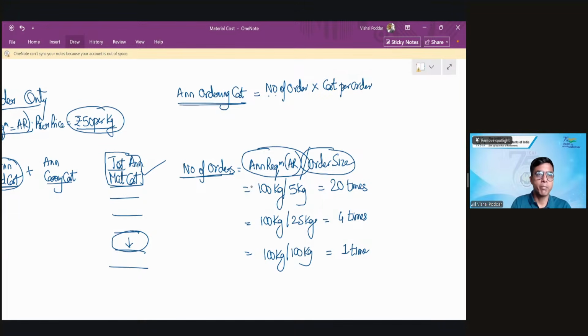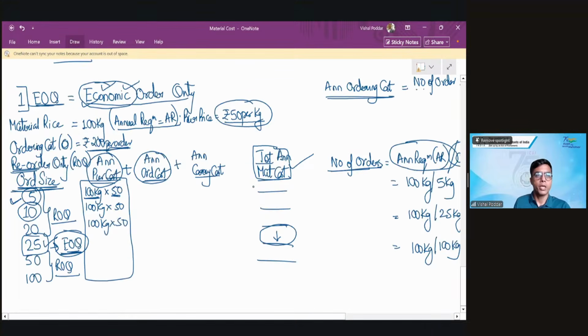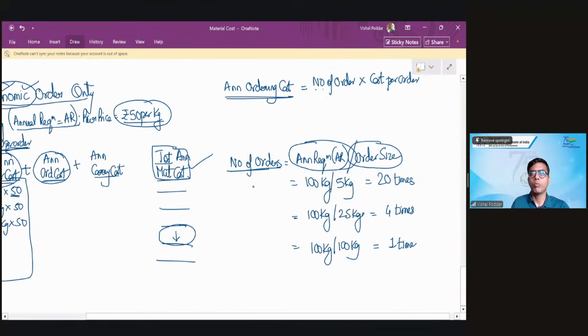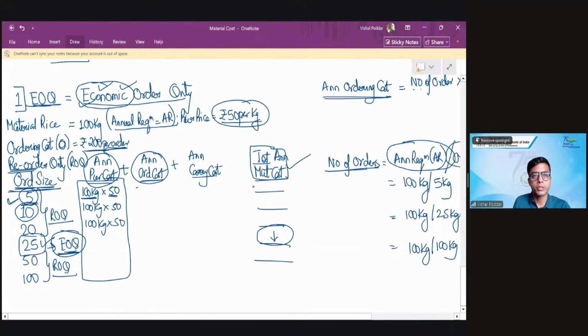So in this example here, if I've decided to order size as 5, I've just explained how many times I have to go to the market. I have to go to the market 20 times, right? T stands for times. Multiplied by every time I have to spend 200 on the travel cost, on the time cost. Every time I have to spend 200.